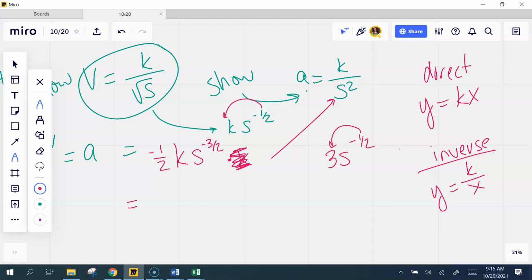So this is negative k over 2 s, yeah, it'd be square root of s cubed. Well, this goes in the bottom, right? And then those rational exponents, the bottom is the root, and this stays as the exponent.